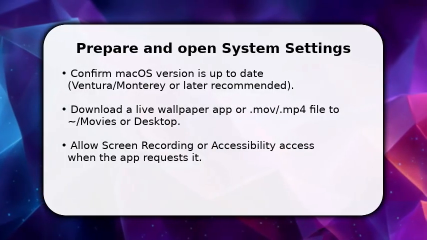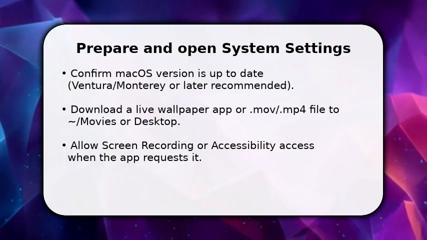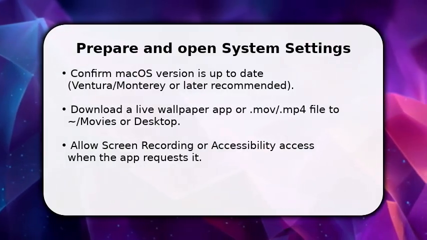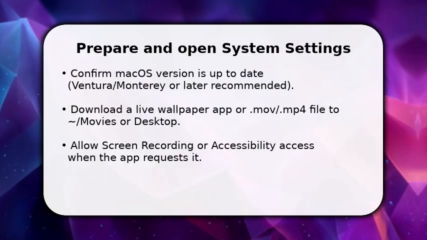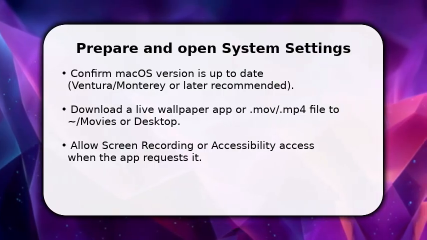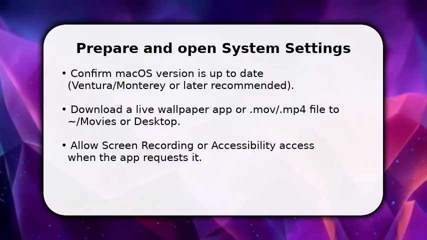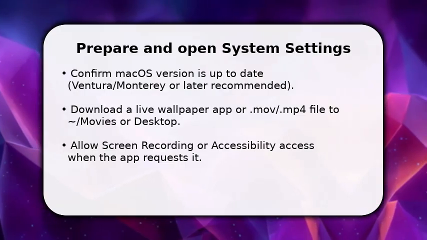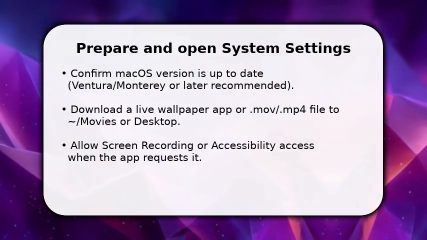You start by confirming macOS is current and you have the live file or app ready. This avoids compatibility issues. Open System Settings immediately because you will toggle permissions next. If you downloaded an app, install it and watch for permission prompts. Grant screen recording or accessibility so it can control wallpaper.